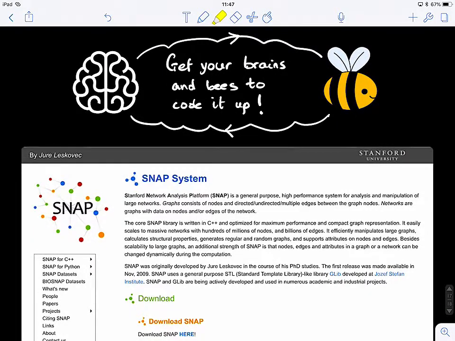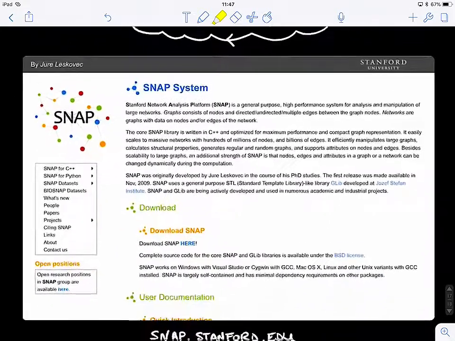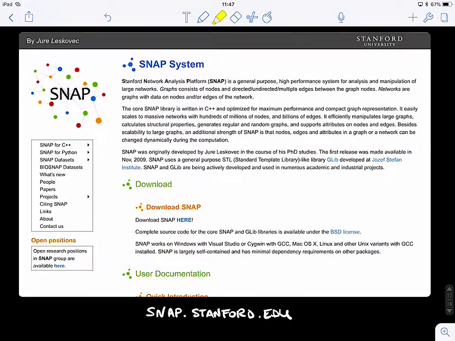Get your brains and hands on to code it up. So you guys will be using this amazing library. I really like it. It's called Snap, the Stanford Network Analysis Platform. For graph analysis, you have many algorithms on community detection, computing the degree of a graph, finding the shortest path of a graph, detecting modularity in a graph. All these tools are already coded up in C++ or in Python, so feel free to use whichever you want.